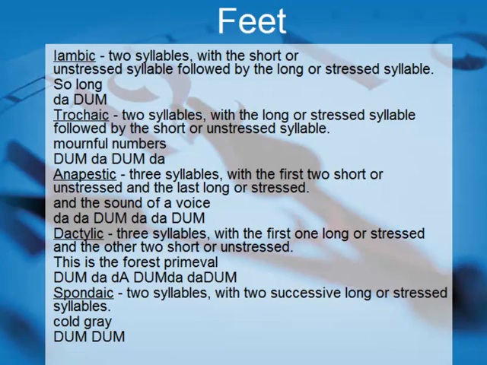Trochaic is 2 syllables, but the opposite of an iamb. Stressed or long, and unstressed or short. Dum-duh, trochaic. So the example is "mournful numbers." Mournful numbers.